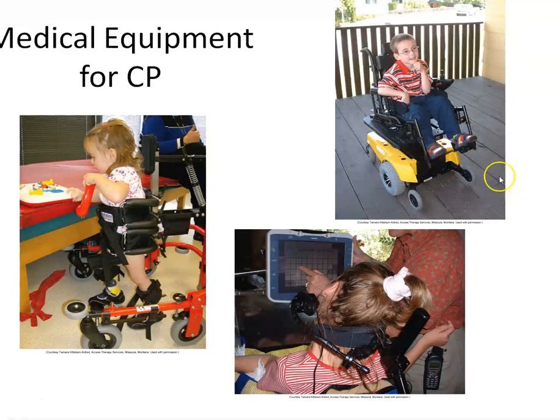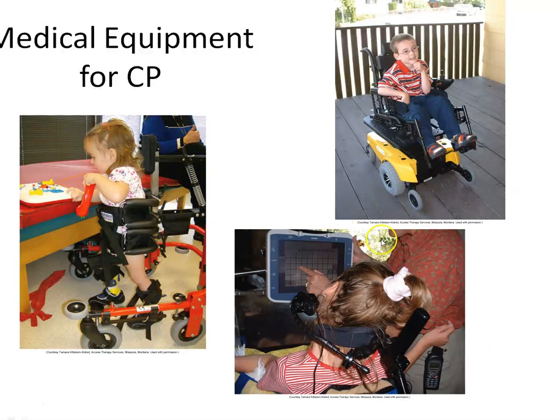The top right here is a powered wheelchair. This can increase in height and allow the child to elevate closer to the height of a table so they can reach countertops and other surfaces.